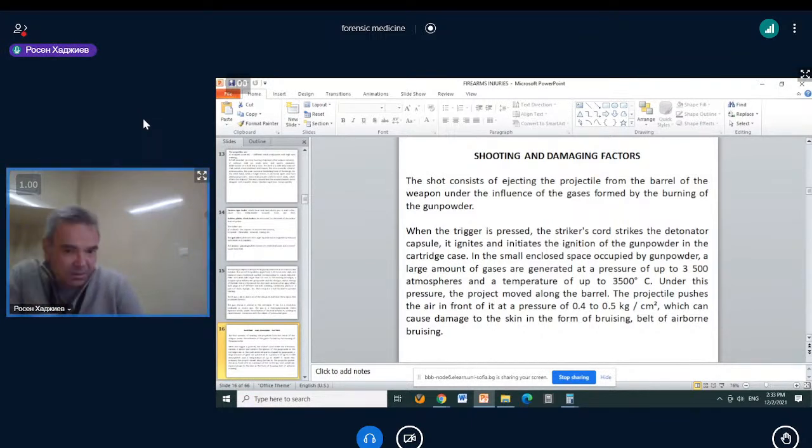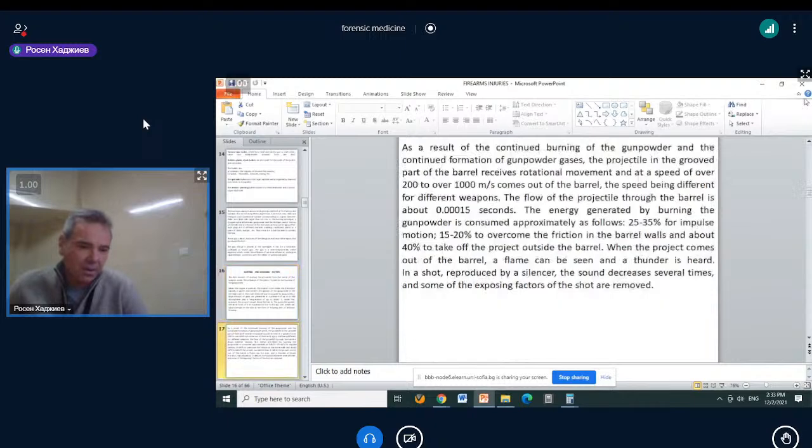When the trigger is pressed, you can see here, the striker strikes the detonator, the capsule detonator, it ignites and initiates the ignition of the gunpowder. High pressure develops inside, with a high temperature of up to 3,500 degrees Celsius. Under this pressure, the projectile moves along the barrel. This is the mechanism of the firearm injuries.